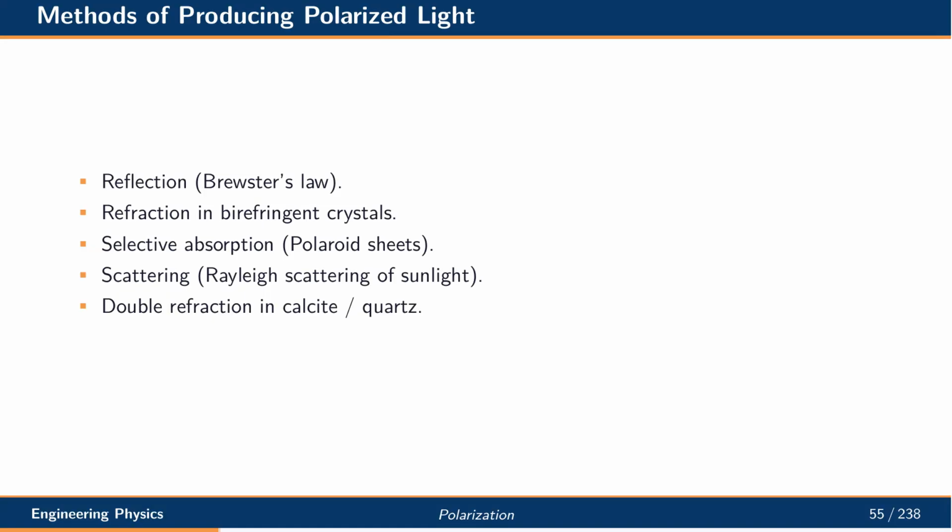Polarized light can be produced through several physical processes. Reflection at a particular angle, governed by Brewster's law, produces fully polarized reflected light. Refraction through birefringent crystals splits light into polarized components. Selective absorption in Polaroid sheets transmits only one polarization. Scattering in the atmosphere, such as Rayleigh scattering of sunlight, also polarizes light. Double refraction in calcite and quartz produces two polarized rays.